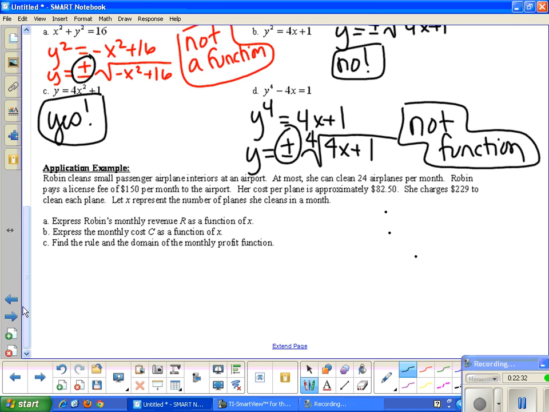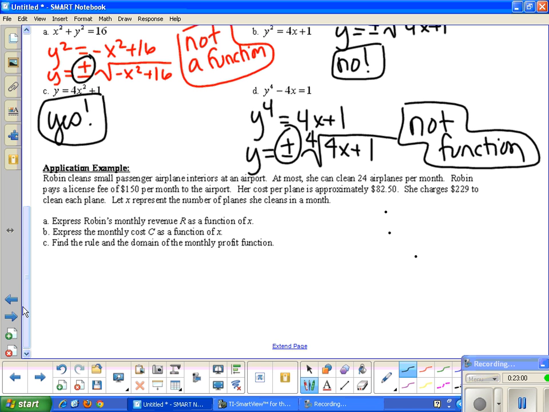So let's go ahead and do this last problem, and that will be it for these video notes. We're going to do this application. It says, Robin cleans small passenger airplane interiors at an airport. At most, she can clean 24 airplanes per month. Robin pays a license fee of $150 per month to the airport. Her cost per plane is approximately $82.50. She charges $229 to clean each plane. Let X represent the number of planes she can clean a month.